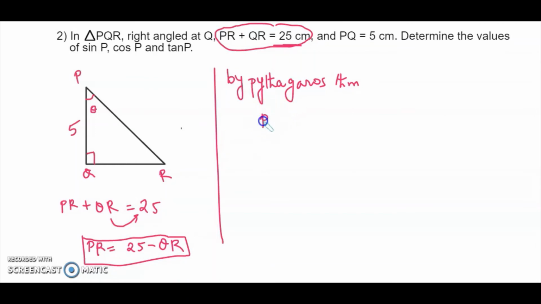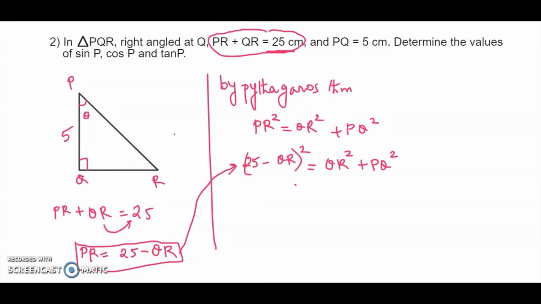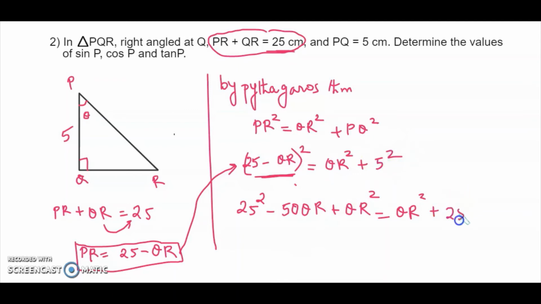So by Pythagoras, let's come down. PR square equals QR square plus PQ square. Okay. Now I'm going to keep the QR square as such. PQ square is 5 square. And I'm going to substitute PR here. Right. So let me write it off. Now we'll use (a minus b) whole square for the left hand side. So it's 25 square minus 2ab, that is 50 QR, plus QR square, equal to QR square plus, okay, PQ was 5, so PQ square will be 25. Now this QR square and this QR square will get cancelled off.